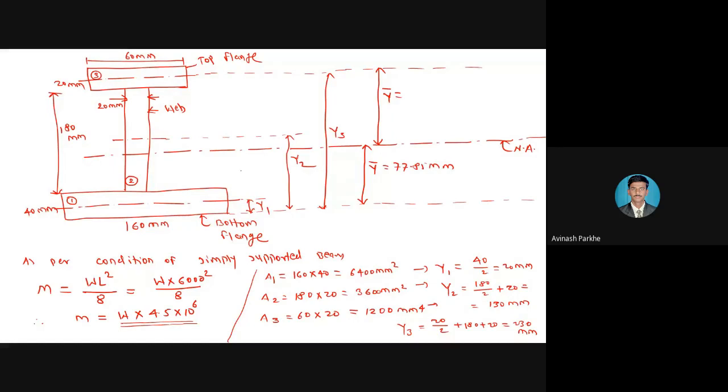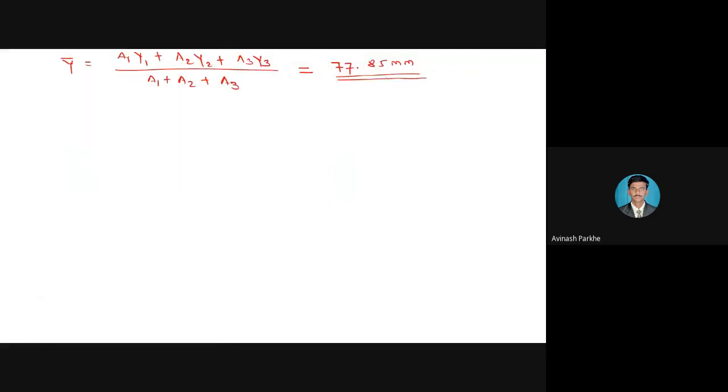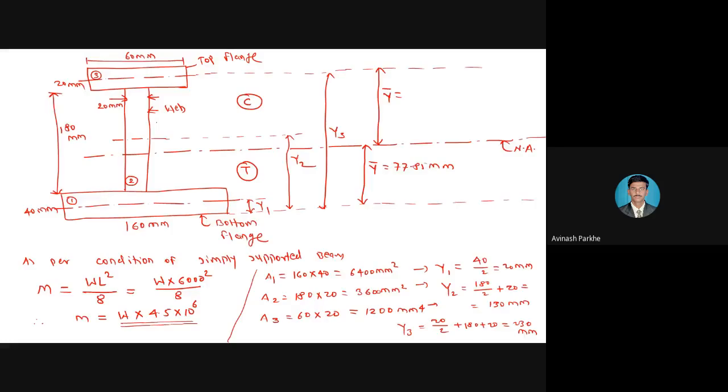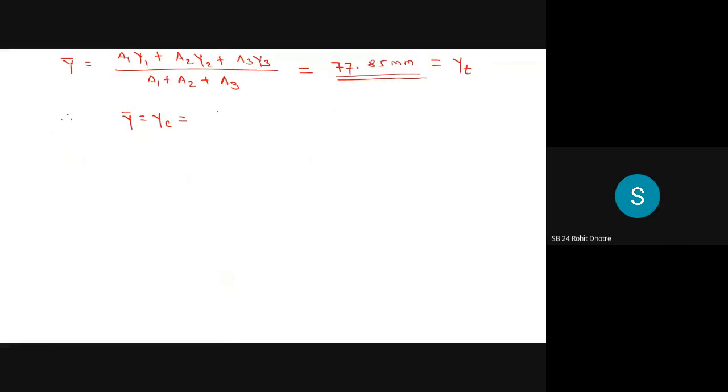Below the neutral axis, is it subjected to tension or compression for the simply supported beam? Tension. So below the neutral axis, capital T is there. Above the neutral axis, capital C is there. Therefore, whatever Y bar I have calculated, 77.85, I will consider as YT. And to calculate YC, what is the total height of the I section? 180 plus 20, 200, so 240. 240 minus 77.85. What is the remaining Y bar above the neutral axis? 162.15.